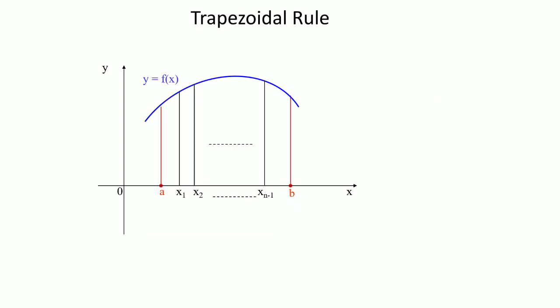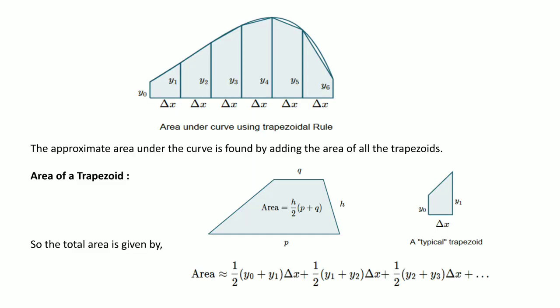Now the first one we'll see is the trapezoidal rule. Consider a curve y is equal to f(x). The limits are given, a and b. We have to find the area below the curve between these limits. So what we will do is first divide the area into equal parts, and you can see over here we have divided the area into equal parts in this slide.